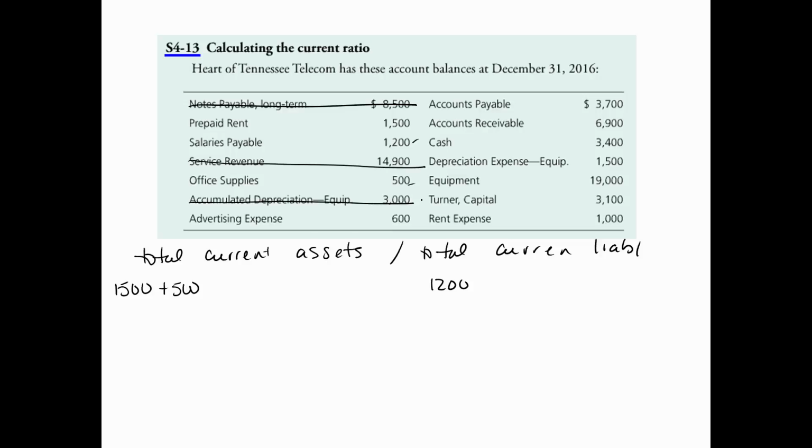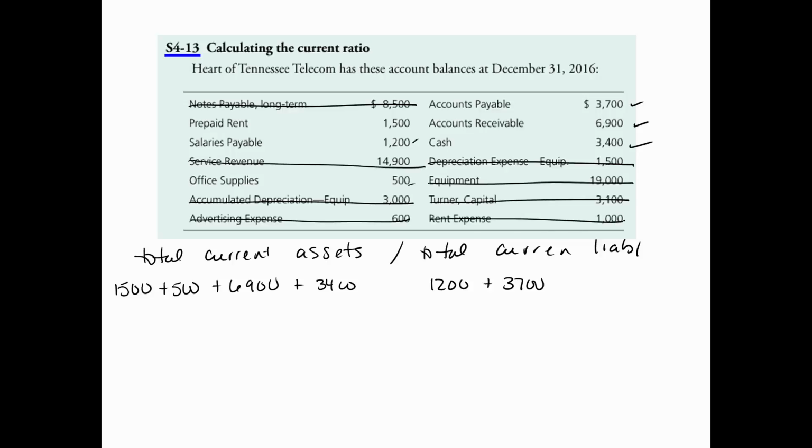Accumulated depreciation is a long-term asset. Advertising expense is not an asset or a liability, so I don't want that one. Accounts payable is a current liability. I'll put that one over here. Accounts receivable is a current asset, so I'll put that one here. Cash is a current asset. I'll put that here. Depreciation expense isn't an asset or a liability. Equipment is a long-term asset. Capital's neither one. And rent expense is neither one. So I have these total current assets divided by these two current liabilities.